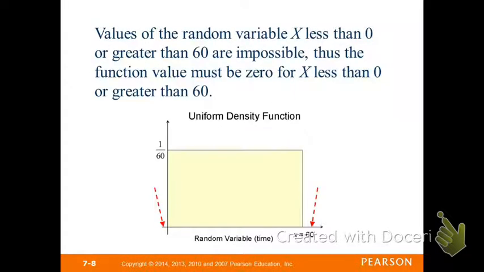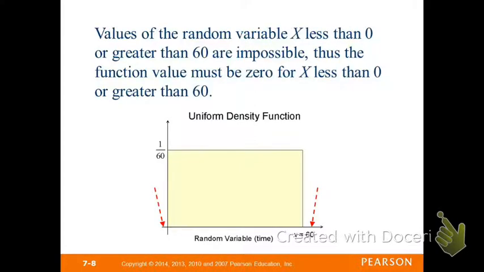All right, so the values of the random variable x less than 0 or greater than 60 are impossible. Thus, the function values must be 0 for x less than 0 or greater than 60. That just means we're not interested in times before 10 a.m. and we're not interested in times after 11 a.m., and so there are no probabilities outside of those time slots that are meaningful for us.